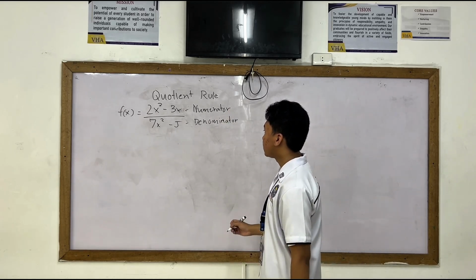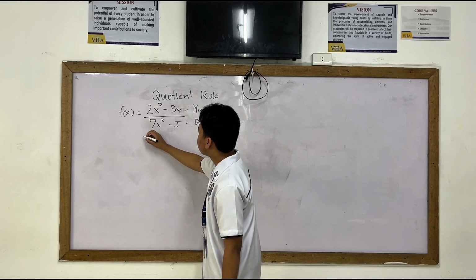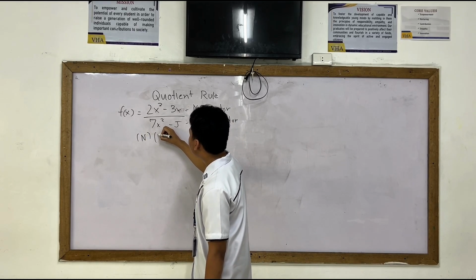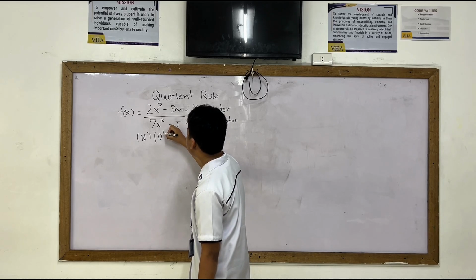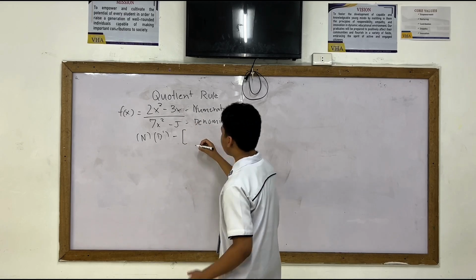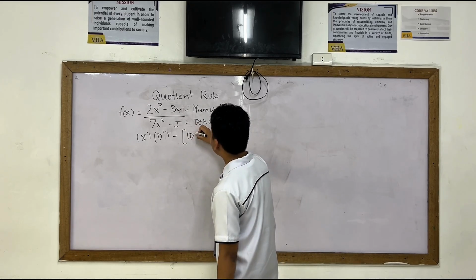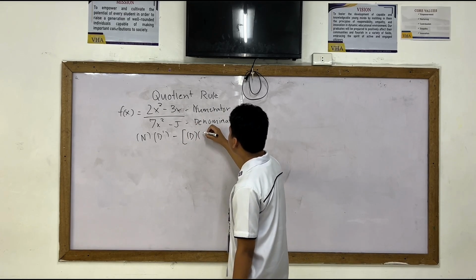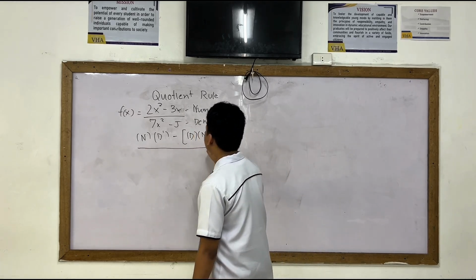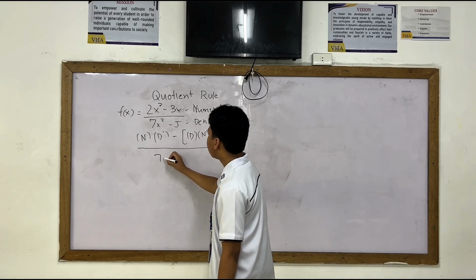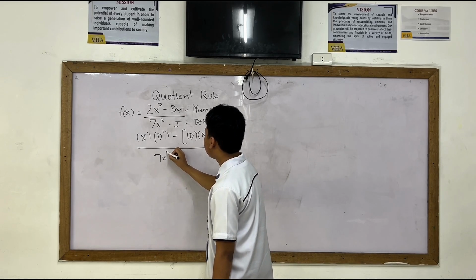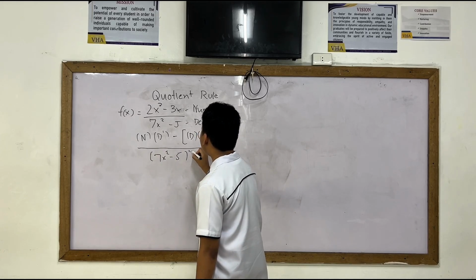Our formula has the denominator times the first derivative of the numerator, minus our numerator times the first derivative of the denominator, over our denominator squared.